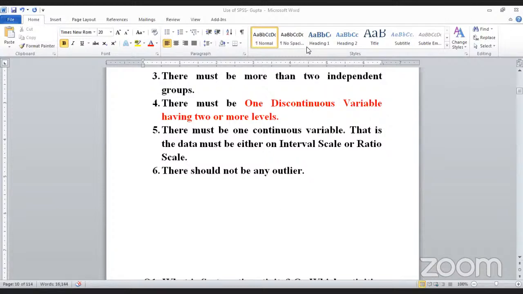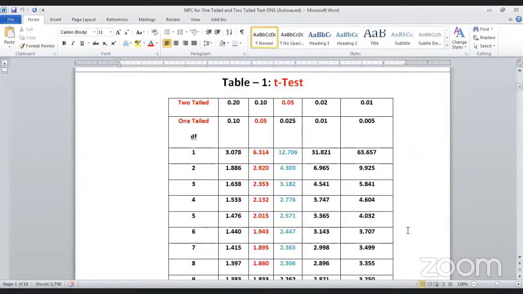Mattu, yesterday I was telling you that there are standard tables. Here is a standard table for the t-test. Similarly, there will be a standard table for analysis of variance, a standard table for chi-square, and a standard table for correlation. You have to compare your calculated value with the standard values which are given here.